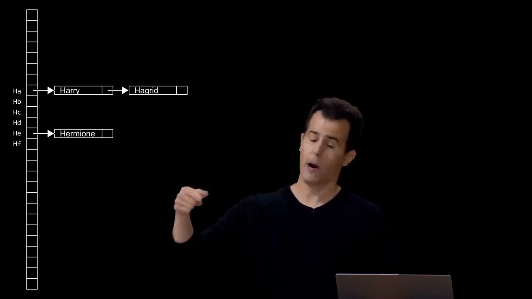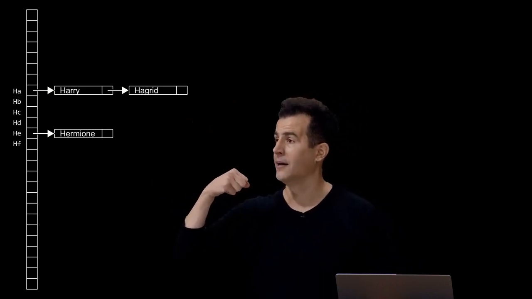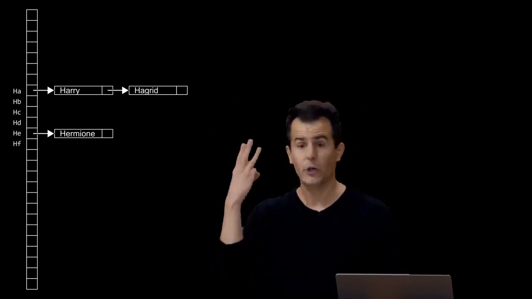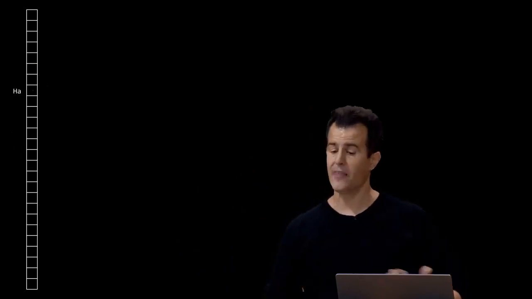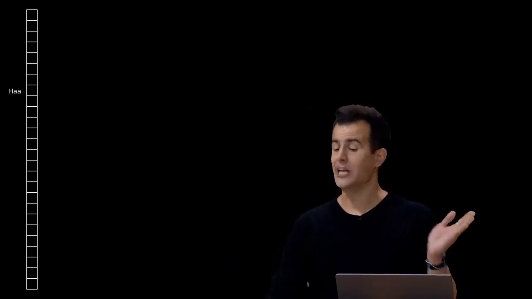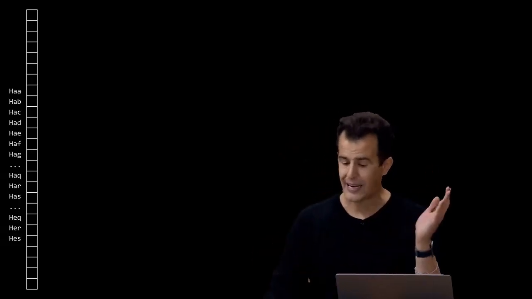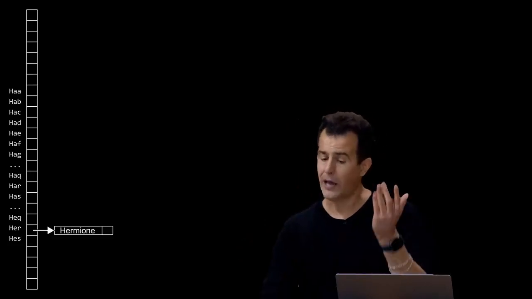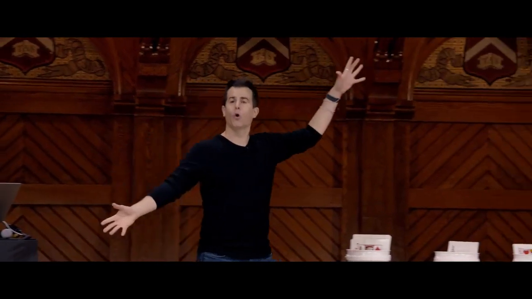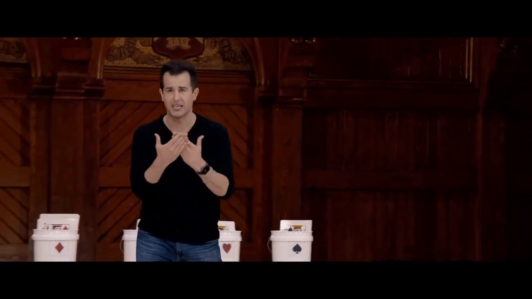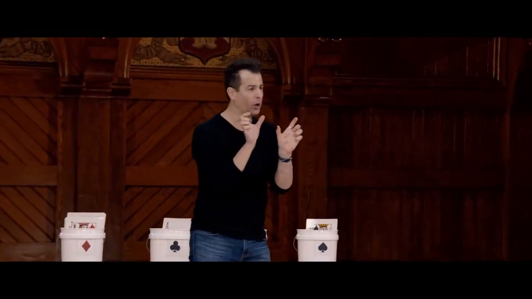So let me come back to you. How can we reduce the probability of Harry and Hagrid colliding? Yeah, so we could look at the third letter. OK, so let me try that. Instead of HA, let's look at HAA, HAB, HAC, dot, dot, dot, HAQ, dot, dot, dot, HEQ, HER, HES, and so forth. And now I think those names, and probably all of the others we saw, are now much more cleanly distributed. There is much lower probability of collisions, unless two people have almost the same names, or one is a prefix of the other.